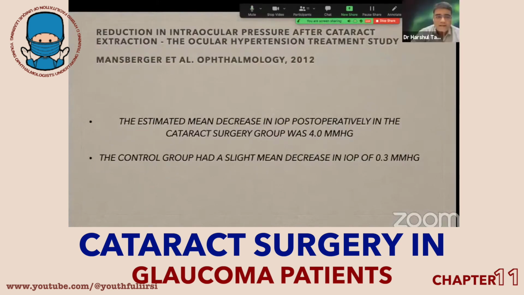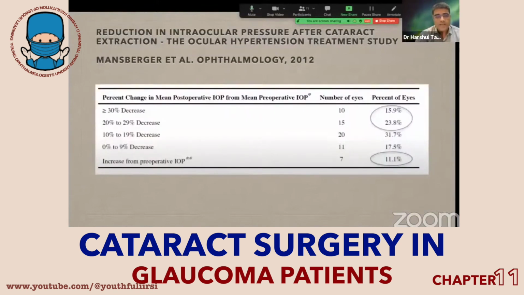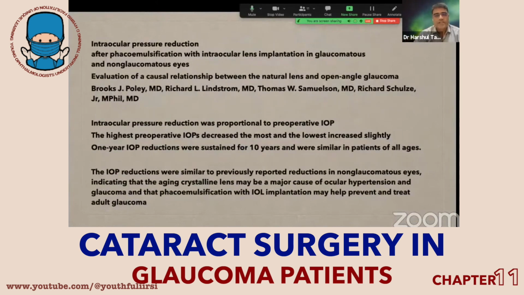If you look at the Ocular Hypertension Treatment Study, published in 2012, it showed an estimated mean decrease in IOP post-operatively in the cataract surgery group of around 4 millimeter mercury, as compared to the control group, which had a very slight mean decrease in IOP of 0.3 millimeter mercury. So in the majority of the patients, there was a mean post-operative IOP decrease. But the thing to note from this study is that in 11% of the patients, IOP may increase from pre-operative levels. So we need to be careful and tell our patients about this.